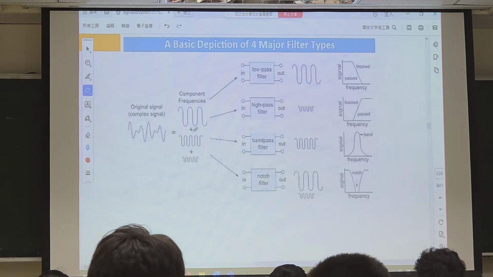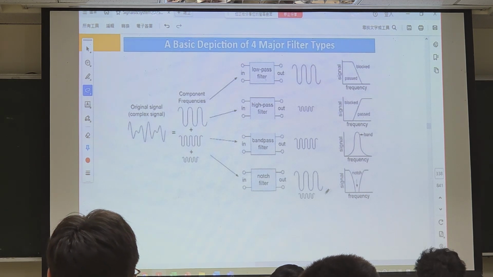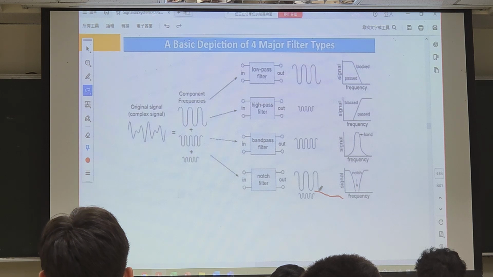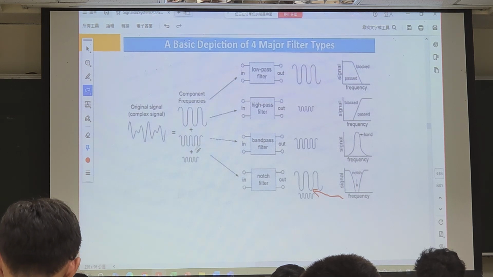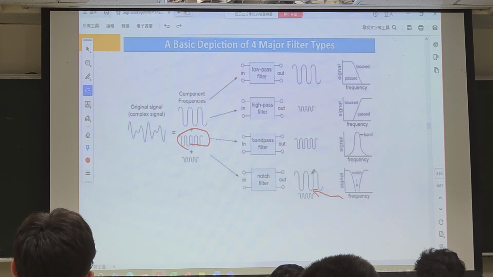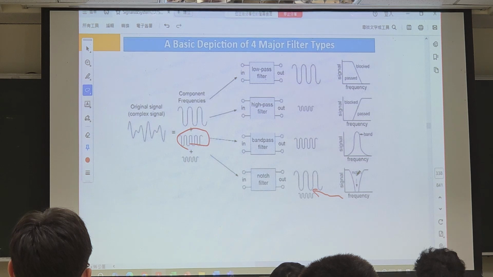So in this case, only the middle one will be killed. You can see the middle one disappeared. Only the low frequency component passes through, and then the high frequency component also passes through. The middle one is gone because it's killed. So this kind of filter is called a notch filter.